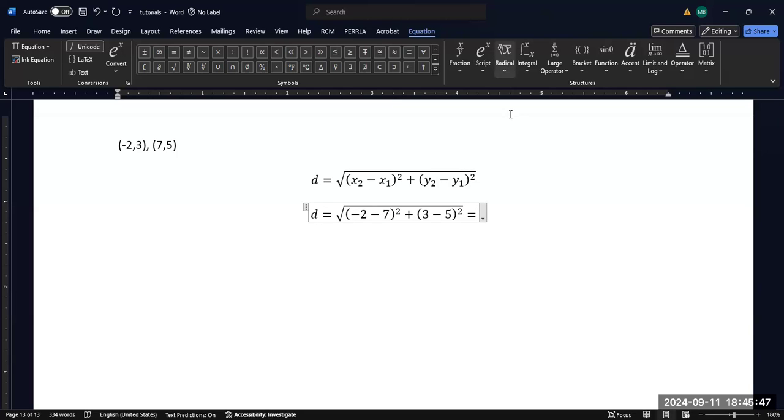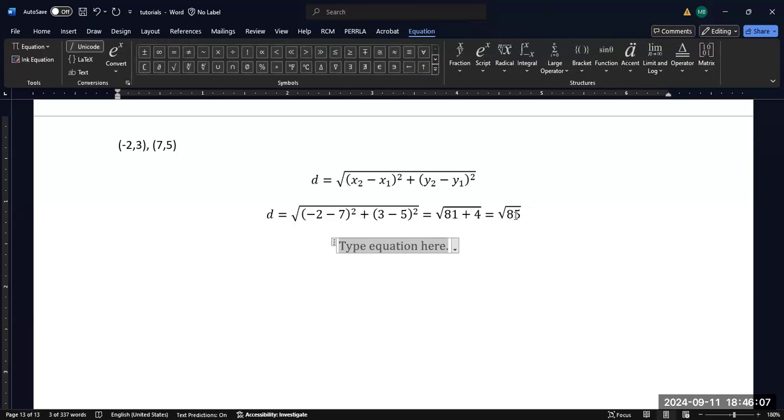That is going to give me -2 minus 7 is -9. -9 squared is 81. And 3 minus 5 is -2. -2 squared is going to be 4. And so this is going to give me the square root of 85.